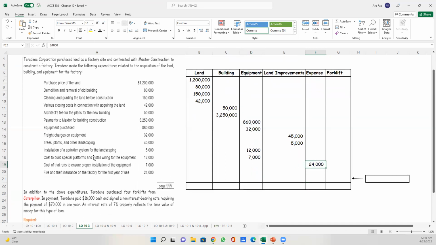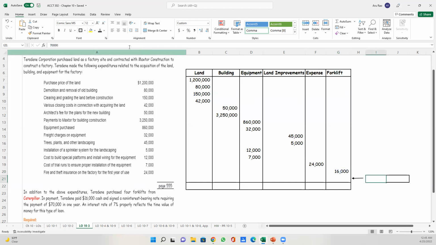Then let's see what's given here at the bottom. In addition to the above expenditures, we purchased 4 forklifts from Caterpillar. In payment, we paid 16,000 in cash. So for the forklifts, 16,000 in cash. We also signed a non-interest bearing note requiring a payment of $70,000 in 1 year. The interest rate is 7% for this type of loan. It's a non-interest bearing note, which means the interest is included in it. I need to find out what the present value of $70,000 is.